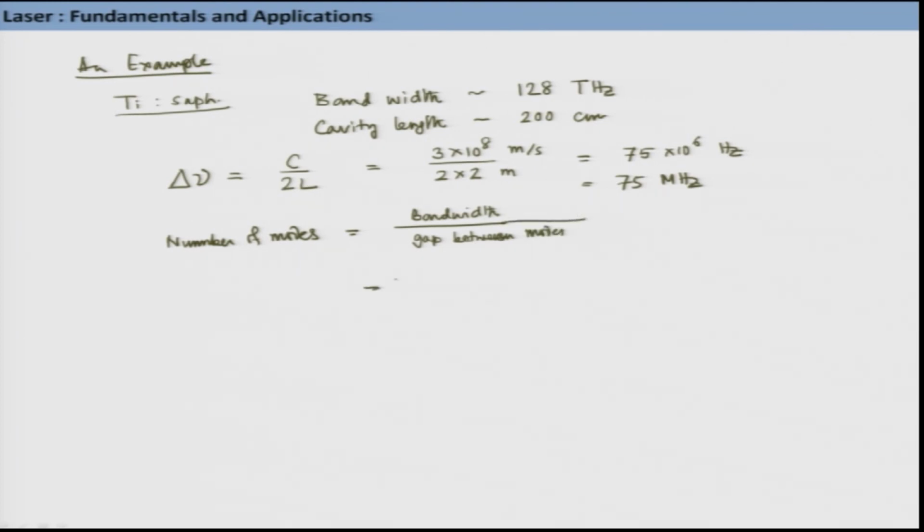So, this is 128 terahertz divided by the gap between modes, 75 megahertz. So, this is equal to 128 into 10 to the power 12 hertz over 75 into 10 to the power 6 hertz. This will give you the total number of modes, and the final value is 1.7 into 10 to the power 6. So, this many modes are possible within the cavity.